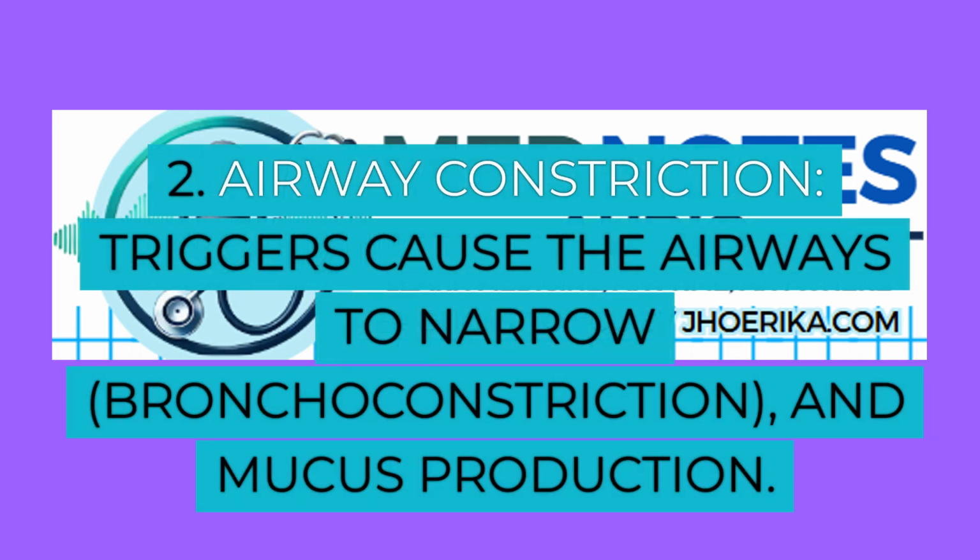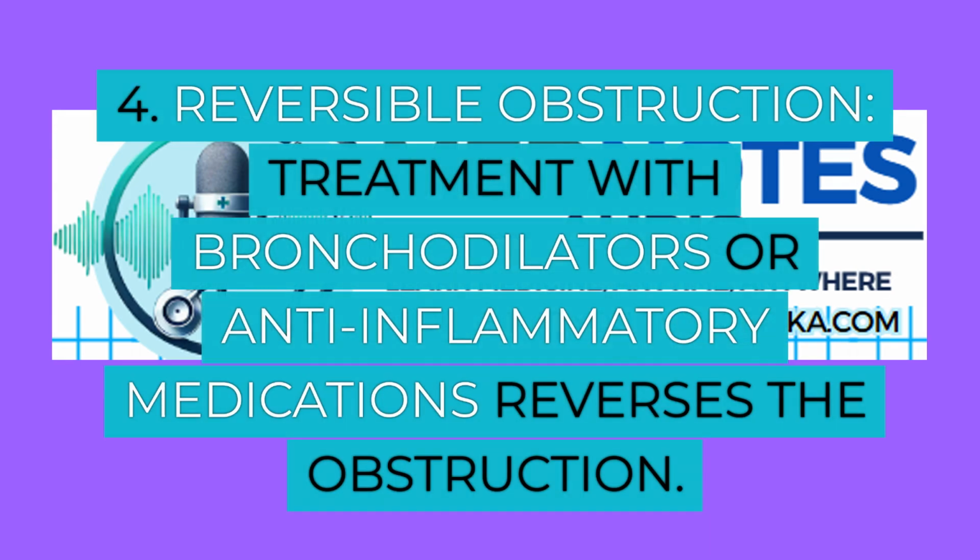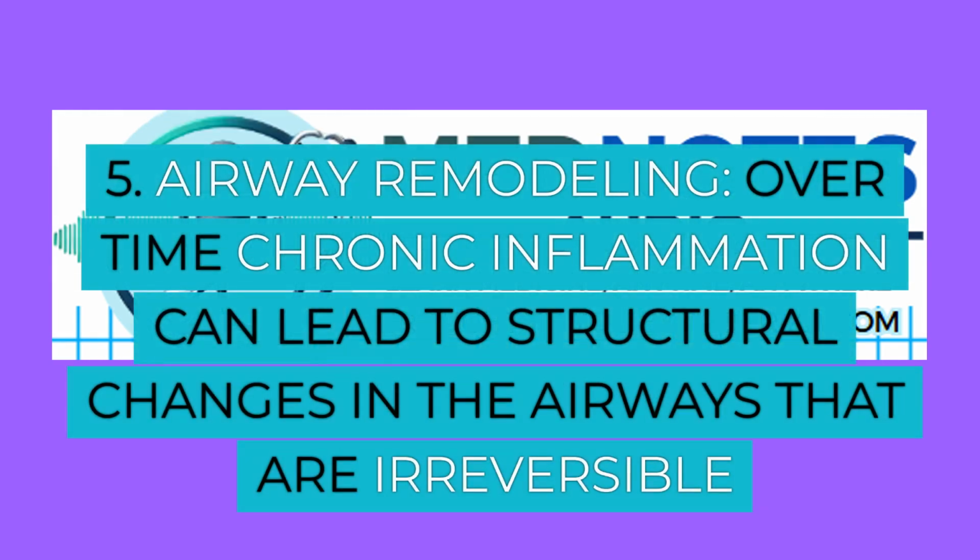2. Airway constriction. Triggers cause the airways to narrow, bronchoconstriction, and mucus production. 3. Breathing difficulties. Wheezing, coughing, and shortness of breath result. 4. Reversible obstruction. Treatment with bronchodilators or anti-inflammatory medications reverses the obstruction. 5. Airway remodeling. Over time, chronic inflammation can lead to structural changes in the airways that are irreversible.